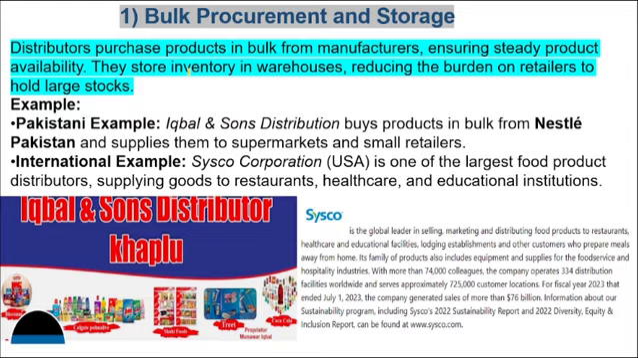Let's see the first point, which is bulk procurement and storage. What do distributors do? Bulk purchasing, and they store it. A distributor purchases product in bulk from manufacturers, ensuring steady product availability. They store inventory in warehouses, reducing the burden on the retailers to hold large stocks. What does it mean? They are purchasing the product in bulk. From where? We have already discussed, from the manufacturers.